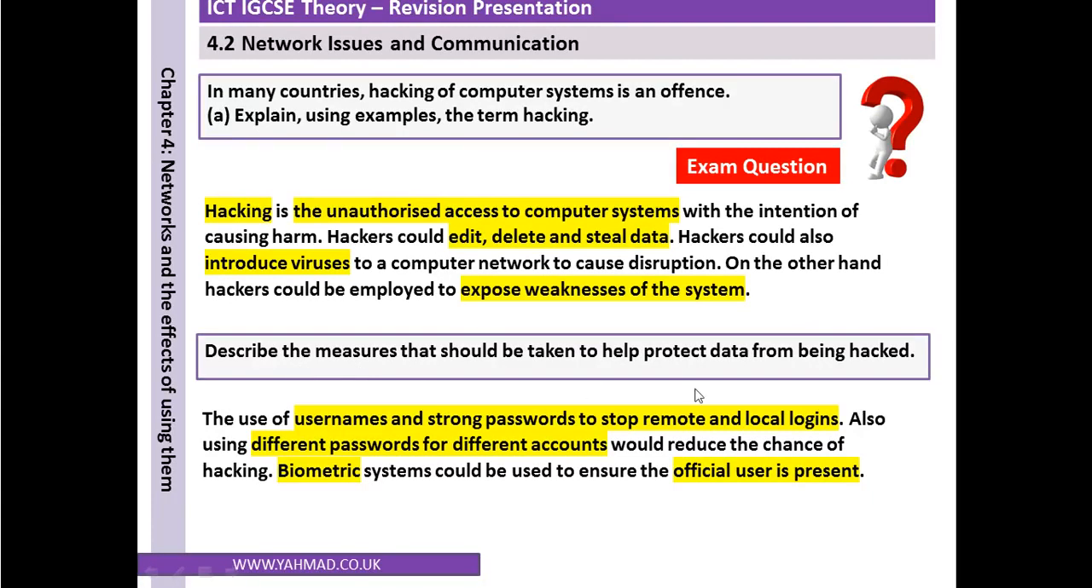Describe the measures that should be taken to help protect data from being hacked. The use of usernames and strong passwords to stop remote and local logins. Also, using different passwords for different accounts would reduce the chance of hacking. Biometric systems could be used to ensure the official user is present.